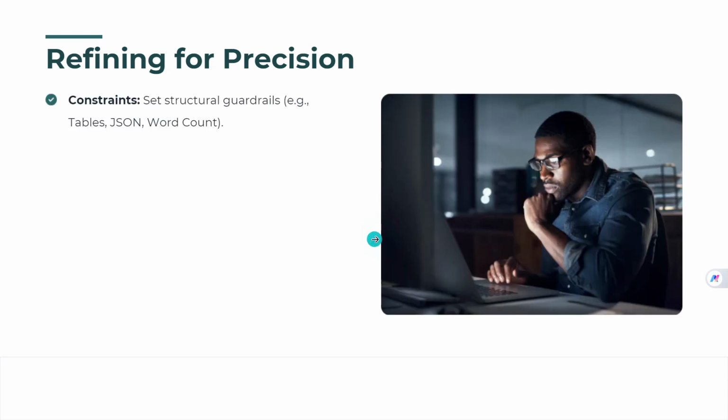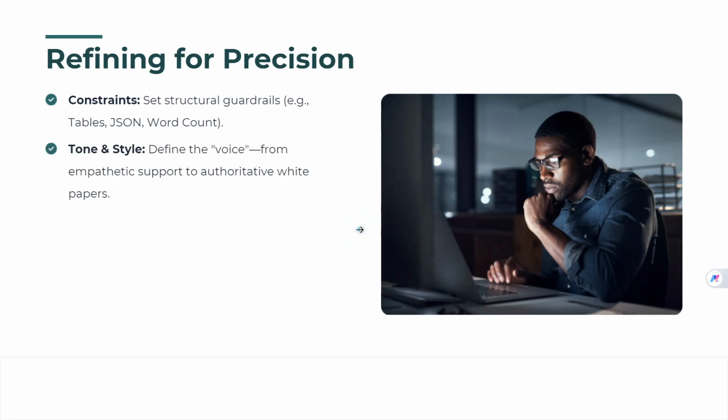Next, we'll be talking about refining for precision. Once you have your Trinity formula, you need to add the final details. We call this constraints and formatting. Think of constraints as the guardrails for the AI. You can specify the structure, such as asking for a table or a JSON format.